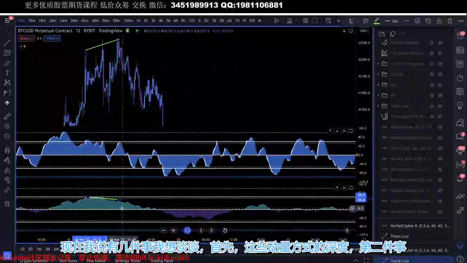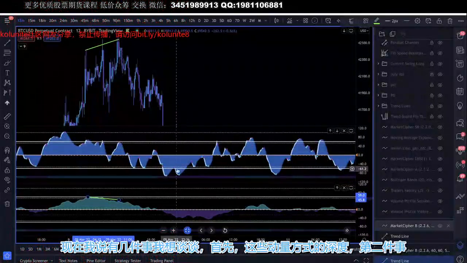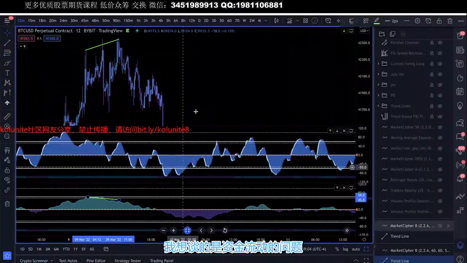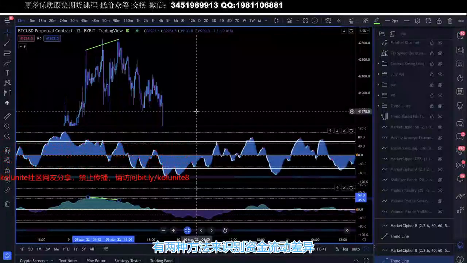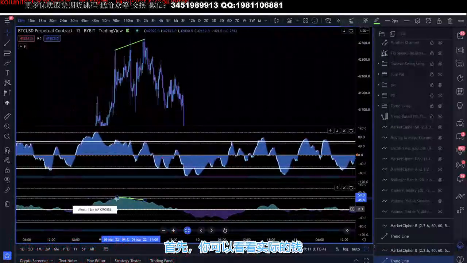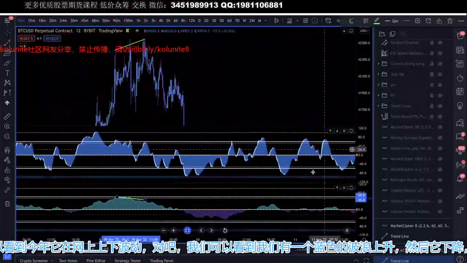Now, I said there are a few things I want to talk about. First of all, the depth of these momentum waves. Second thing I want to talk about is the money flow, okay? There's two ways to identify money flow divergences. First of all, you can look within the actual money flow wave. What do I mean by that?